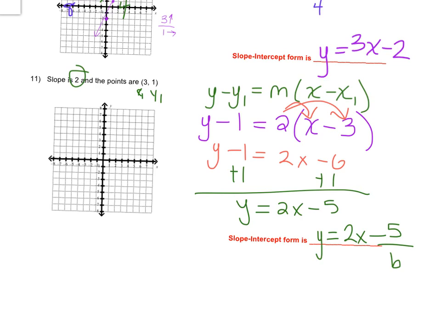I can then graph it either by using the y equals 2x minus 5 equation like you see there, beginning at -5, going up 2 over 1, or I could simply graph the point that they give me, 3, 1, and from that go up 2 over 1, up 2 over 1, connect the dots, and that's my equation.